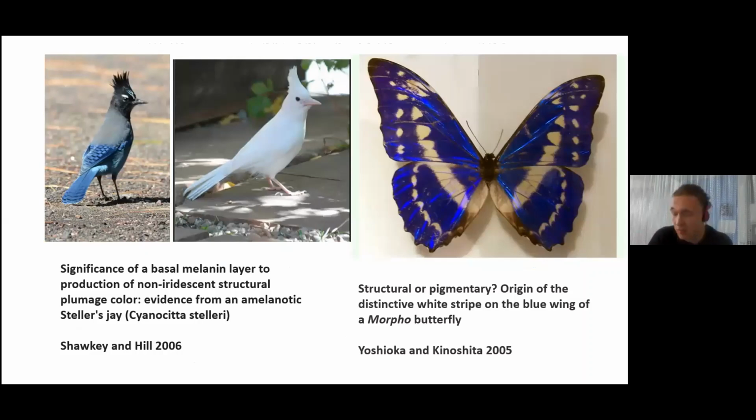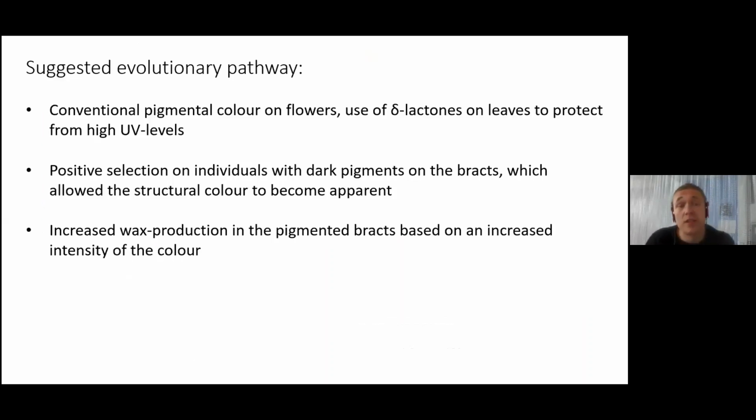So it's kind of a case of convergent evolution, one might say, of structural coloration in two different kingdoms, which I find quite interesting. So it's probably an evolutionary pathway of the waxes being used as UV screening in the leaves first, and then spontaneously some pigment has arisen in the bracts, and then from there on positive selection on thicker wax crystal layers and more pigment.